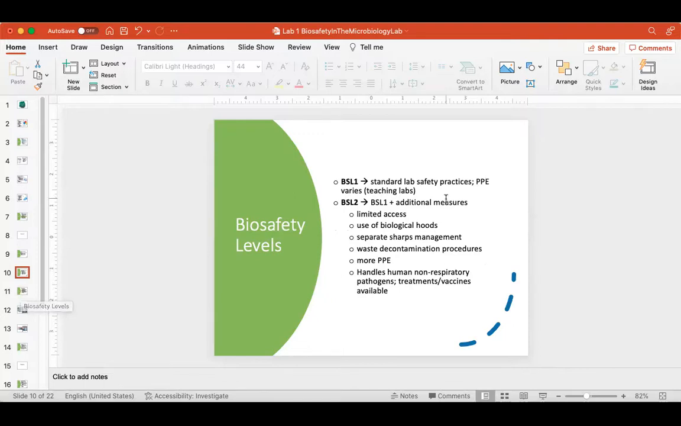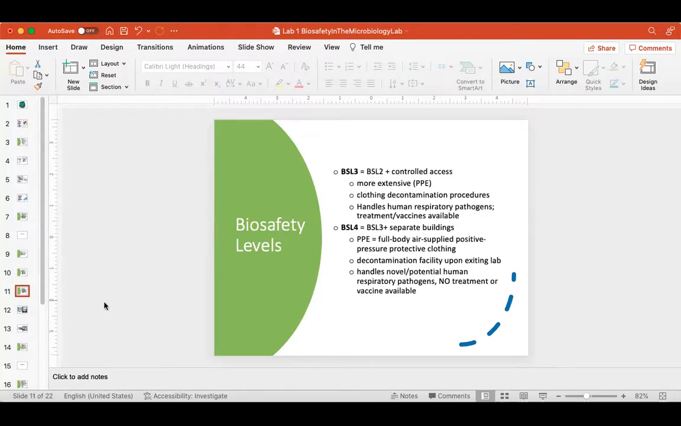I need you to know that BSL-1 and BSL-2 labs don't handle any respiratory pathogens. BSL-3 and 4 do handle respiratory pathogens. And I'd like you to know that the BSL-4 laboratories require the greatest amount of PPE. Those people are in self-contained environments. They're wearing a suit that puts them in an entirely separate environment than the rest of the laboratory.